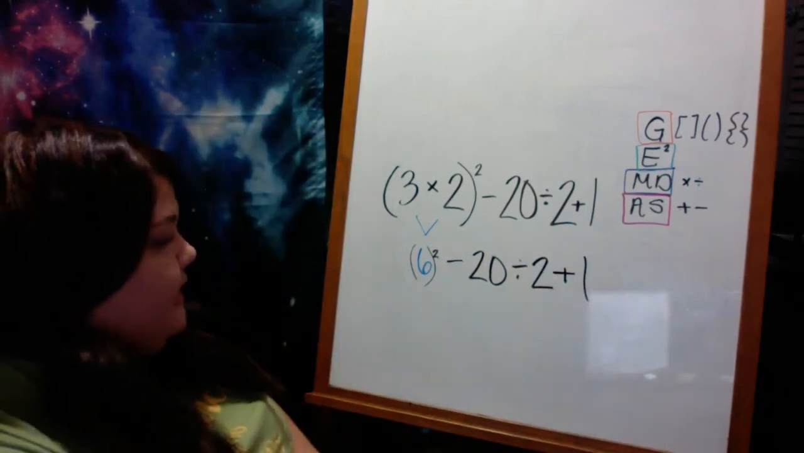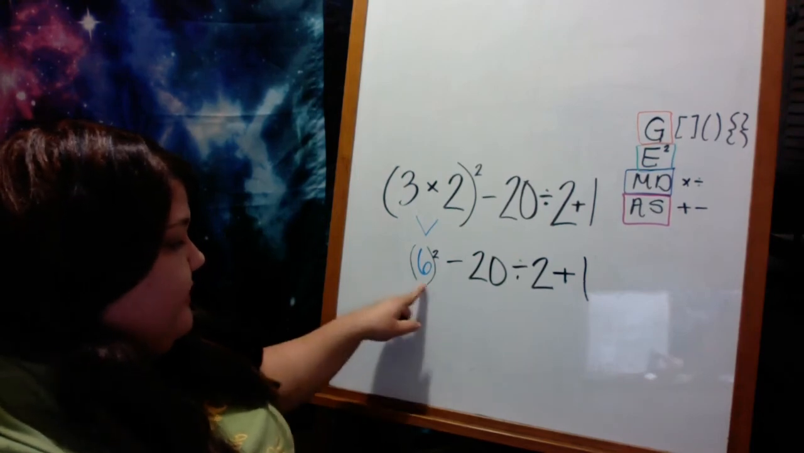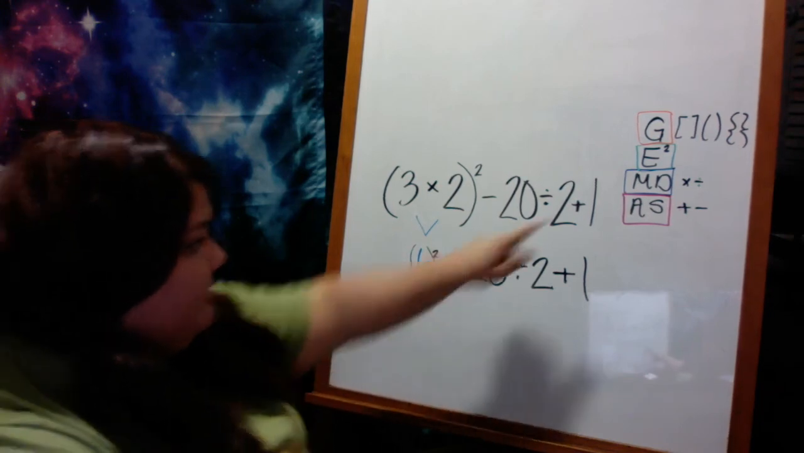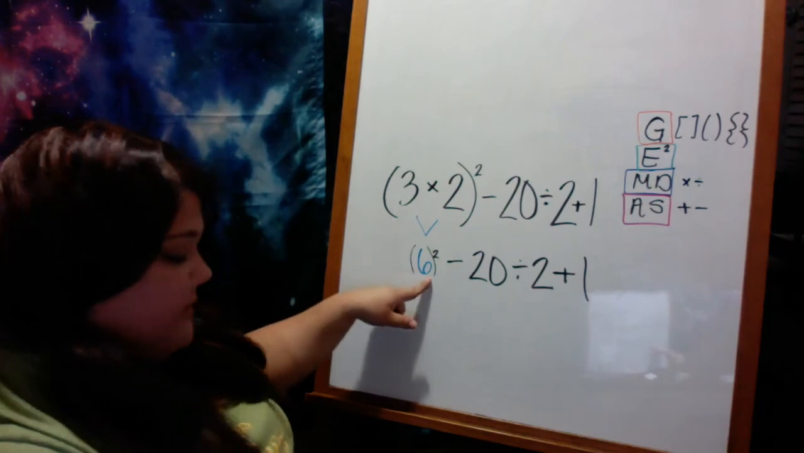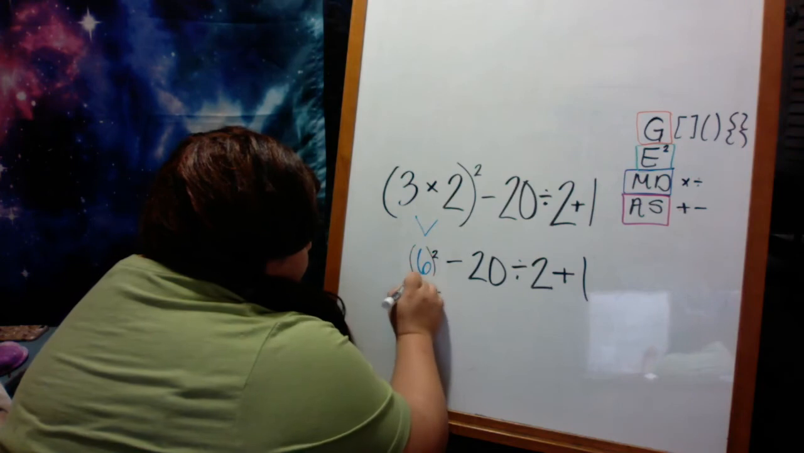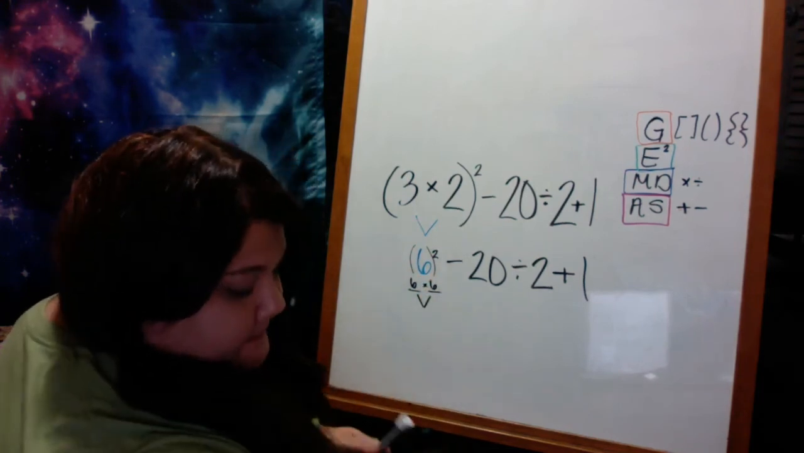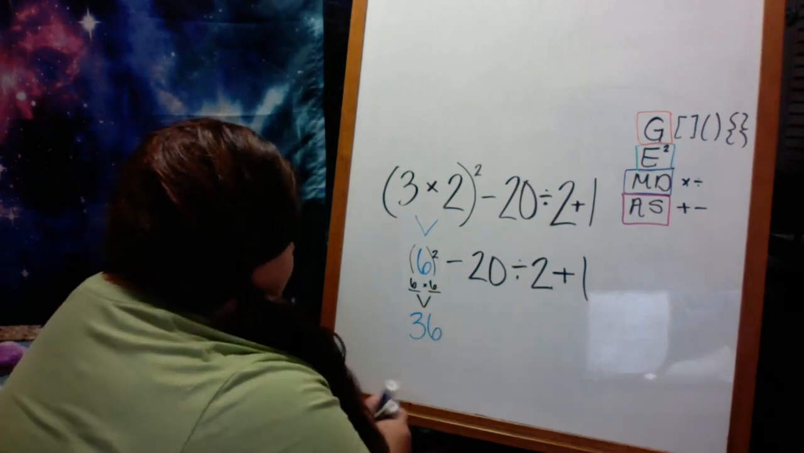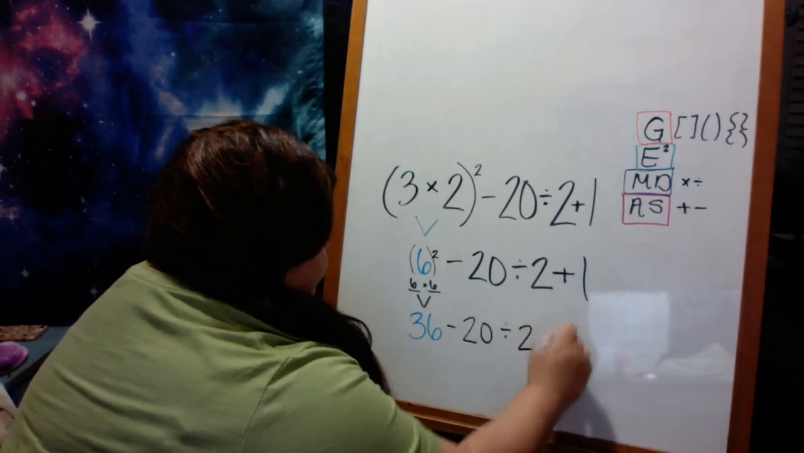Okay. Now, do I have any more groups? Well, yeah, kind of, but it's right there and there's nothing to do inside of it. So I go to the next step. Do I have any exponents? Yes, my exponent is on my 6. So the exponent is telling me that's how many 6's I have. So I'm going to put my little lines. I have two 6's, and 6 times 6 gives me 36. So I do 36 minus 20 divided by 2 plus 1.